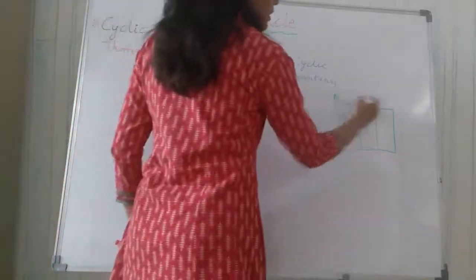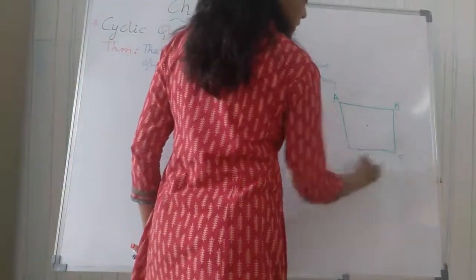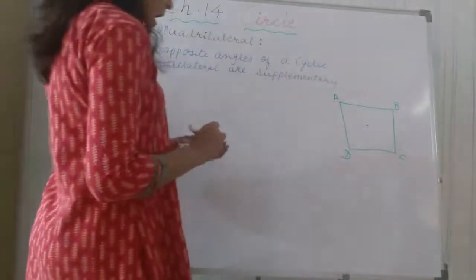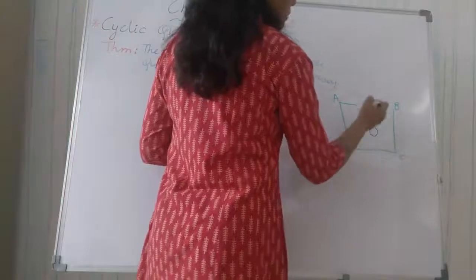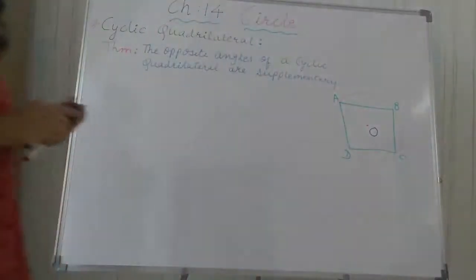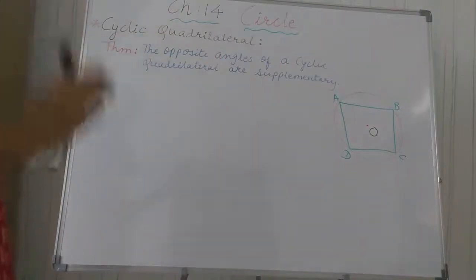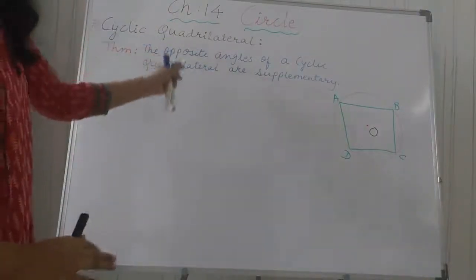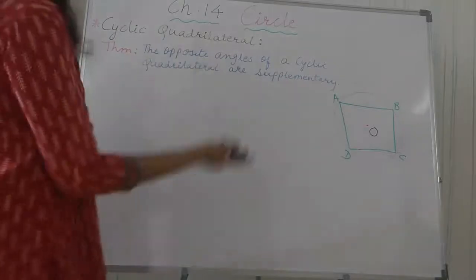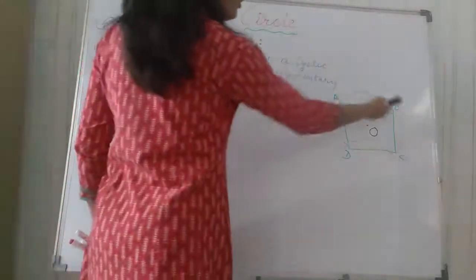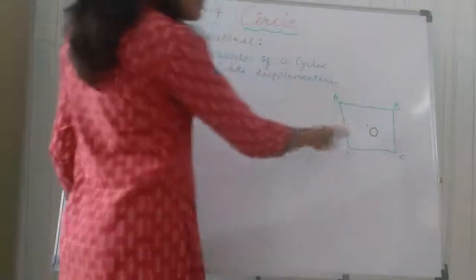Let me give names here: A, B, C, D is the cyclic quadrilateral, and this is the center O. Suppose we give the name O here. So students, this way you can understand the cyclic quadrilateral. Now it is clear to everybody what a cyclic quadrilateral is. Whenever in a figure you see that all four vertices lie on the circle, it is called a cyclic quadrilateral.